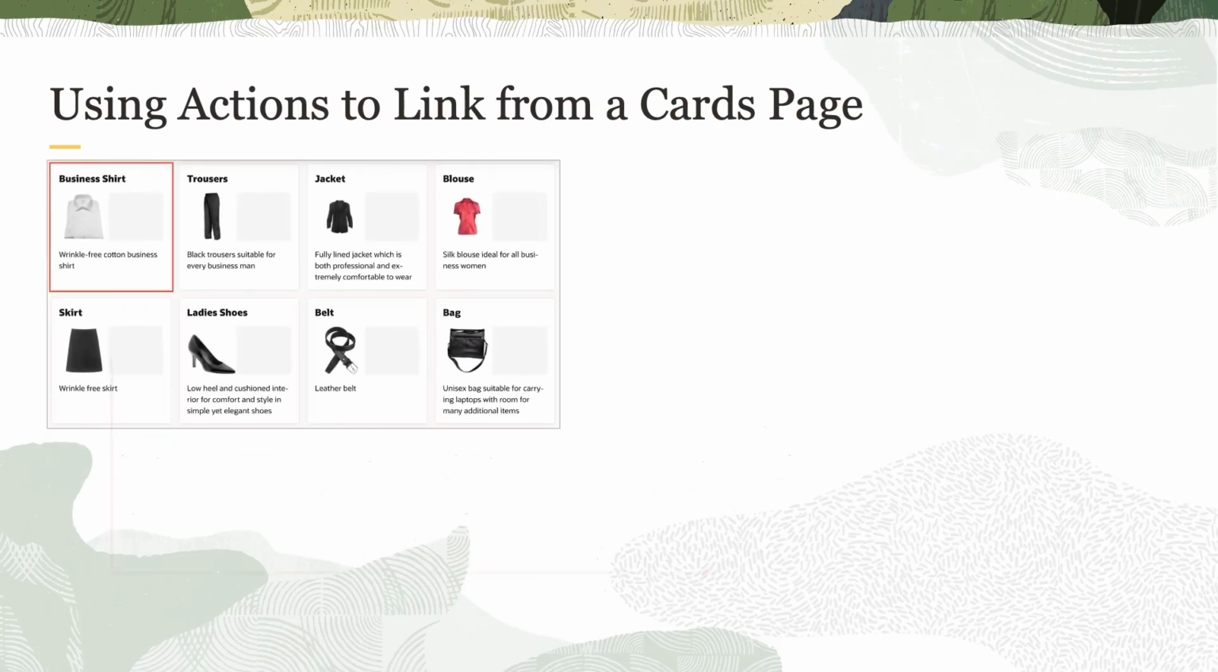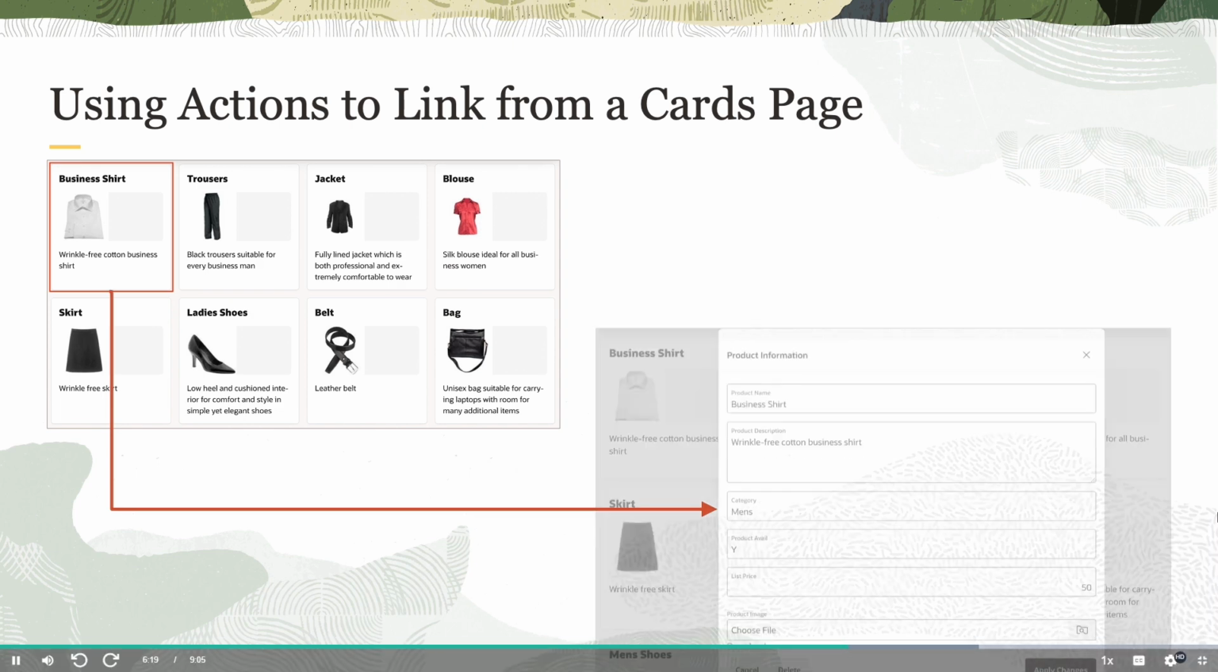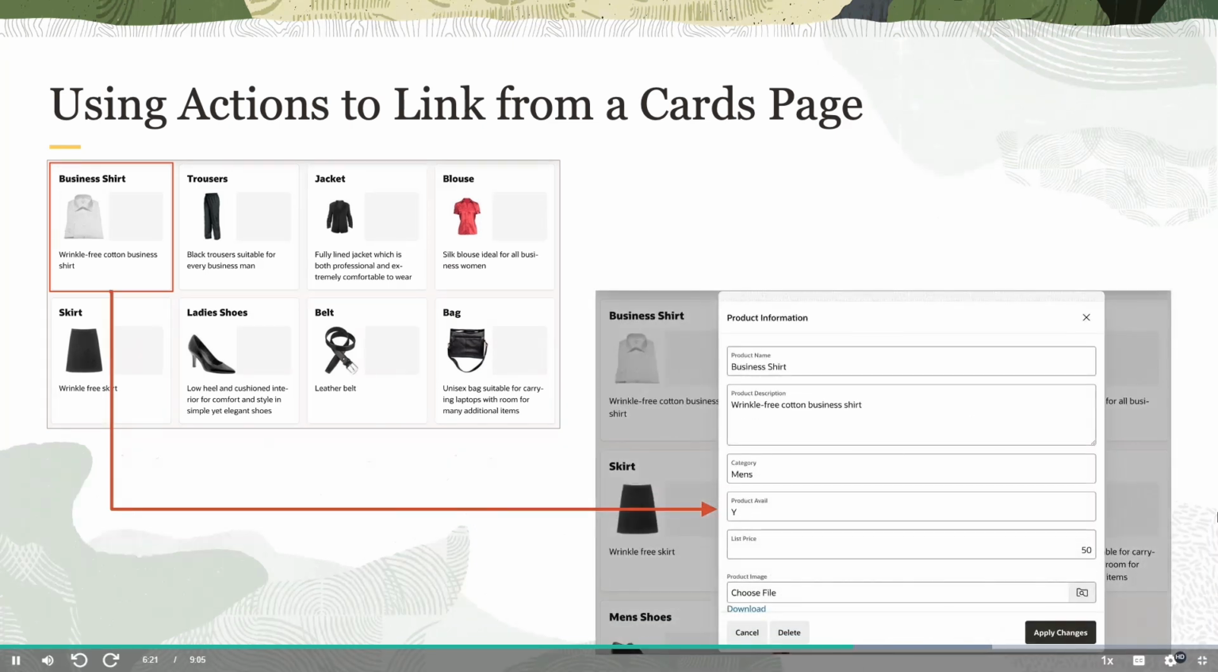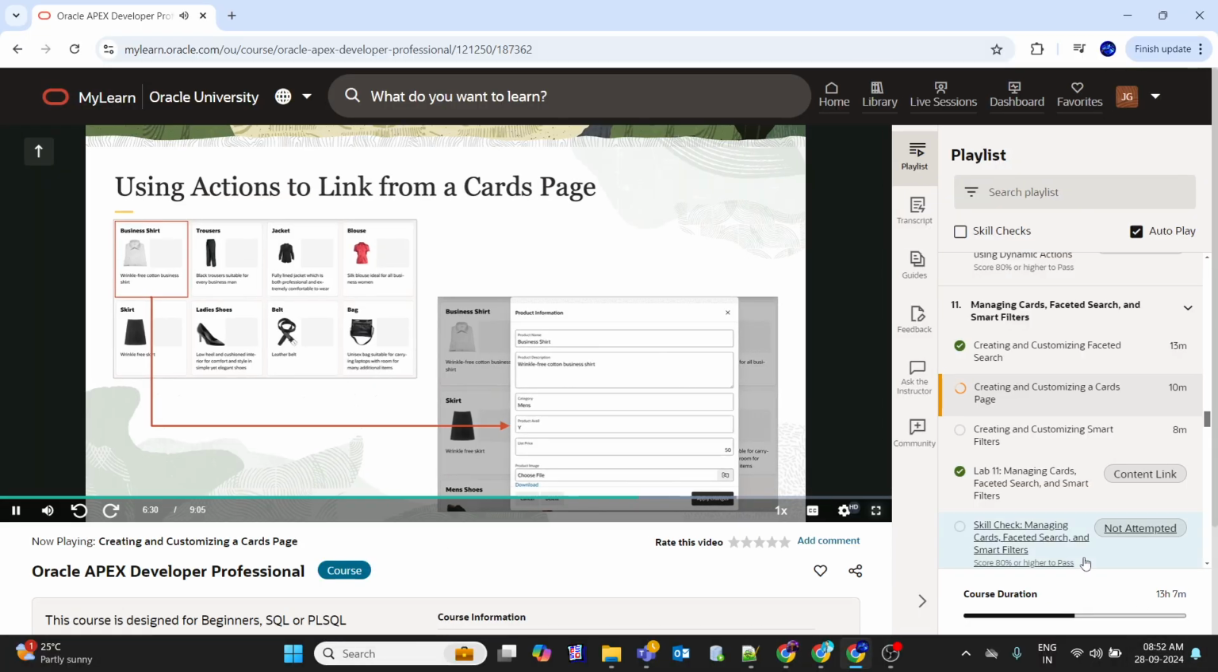A cards page functions as a colorful way to display a subset of information and then enable the user to link to more detail. To create a link from a cards page, you create an action and then select an action type. You can create an action to link from a full card, a title, a subtitle, media, or a button. For example, on the screen, we have linked the cards page with a modal dialog, which displays the product information upon selecting a card.